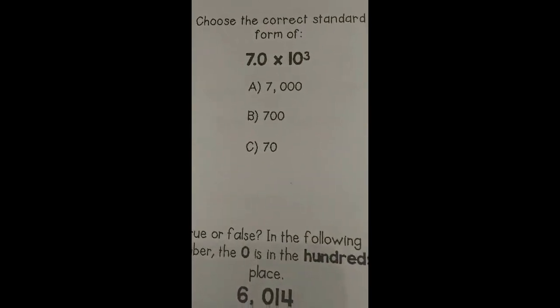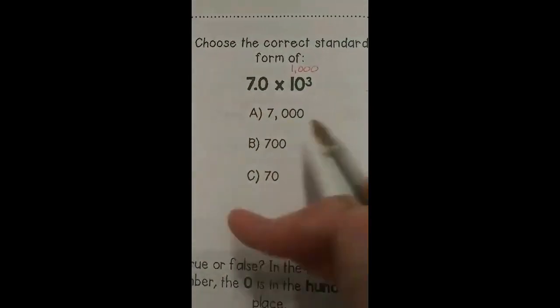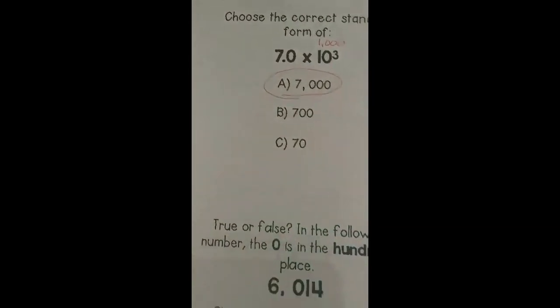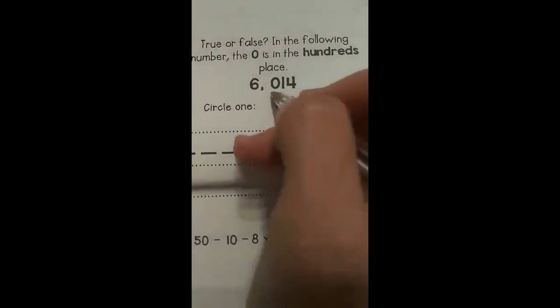Question number 4. We're going to write this in standard form. So 7 times 10 to the third. Remember, 10 to the third is a 1 with 3 zeros, 1,000. So 7 times 1,000 is 7,000. The last question is asking whether there is a 0 in the hundreds place right here. Yes, it is. So we would say true.